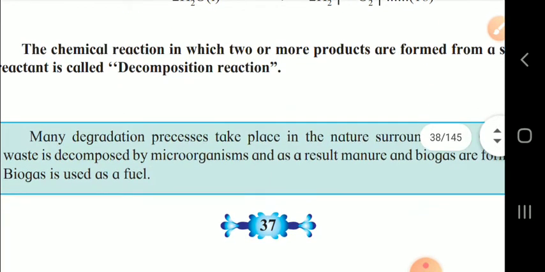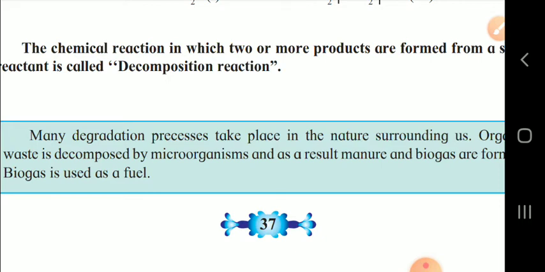We'll see here many degradation processes take place in the nature surrounding us. We put vegetable peelings, etc., and our spoiled food, etc., together. These all get decomposed. These all are organic waste. And how do they decompose? They decompose with the help of microorganisms. As a result, what will be formed, children? The manure which we can use in the fields, and biogas can be formed.